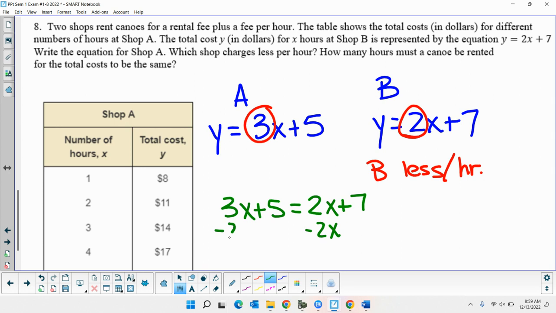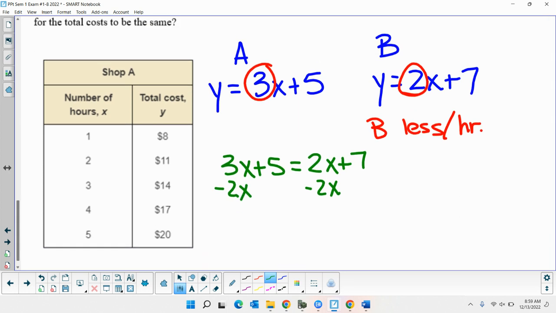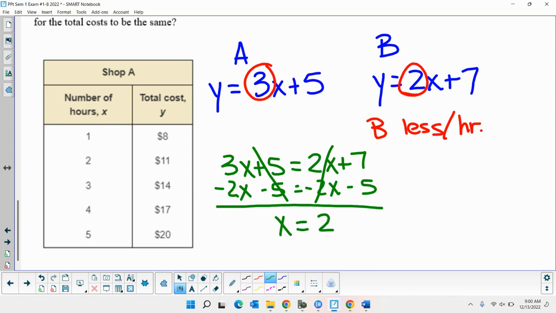Subtract 2x. I'm doing two steps at once. I'm going to get the x's together, and I'm going to get the numbers, the constants, together. Minus 5, the equals is here. The 2 x's are gone, the 5's are gone, so I get 1x equals 2. So when x is 2, or after 2 hours, the cost is the same for either one.